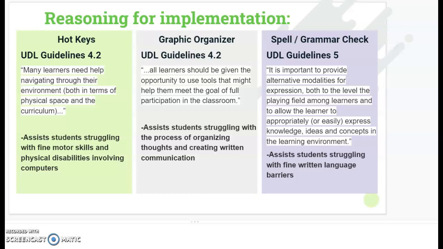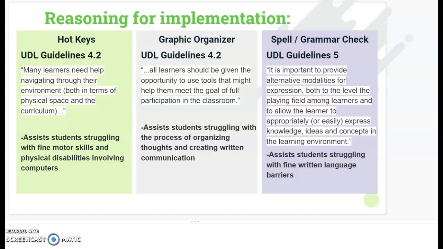As far as graphic organizers, UDL Guidelines 4.2, all learners should be given the opportunity to use tools that might help them meet the goal of future participation in the class. So I think that graphic organizers are a wonderful way to teach students to organize their thought process before writing, and we use it on a regular basis. They assist students struggling with the process of organizing thoughts and creating written communication.